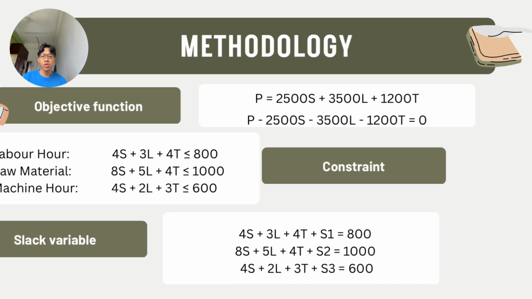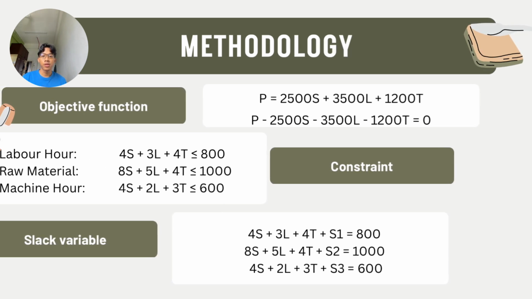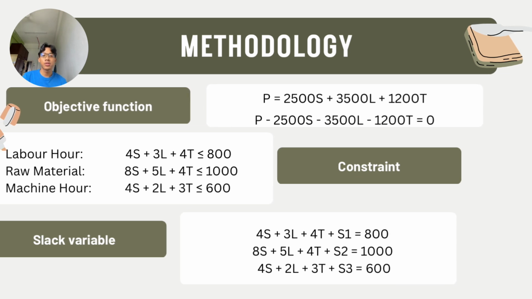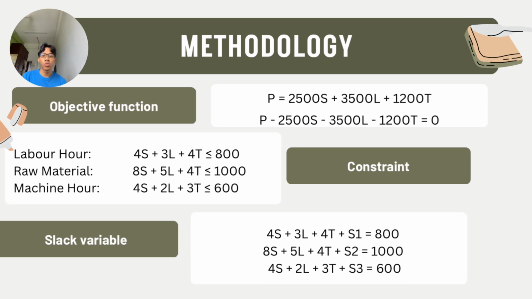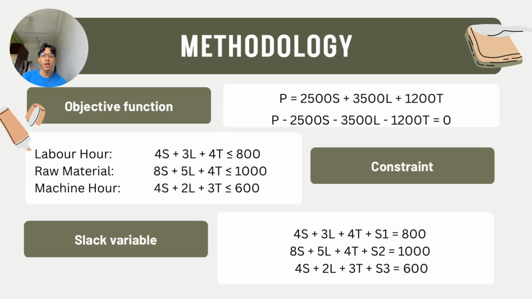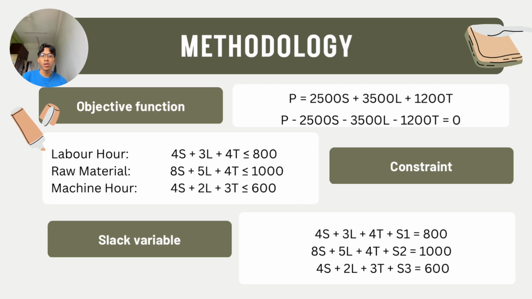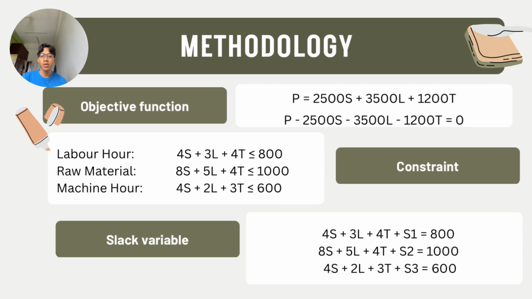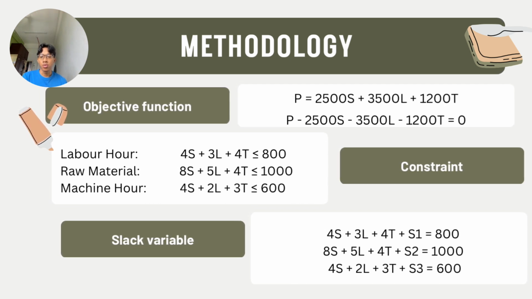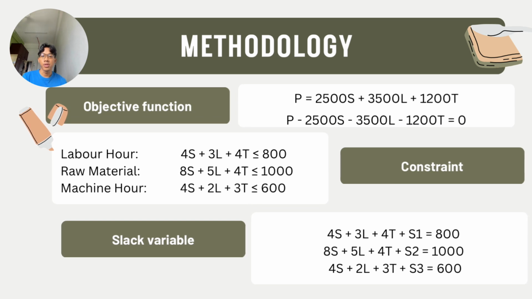Next, for the methodology, we want to maximize the profit. So the objective function is P, which is the profit, equal to 2500S plus 3500L plus 1200T. And the three constraints, we write such as the labor hour: 5S plus 3L plus 4T less than or equal to 800, and so on for the raw material and machine hour.